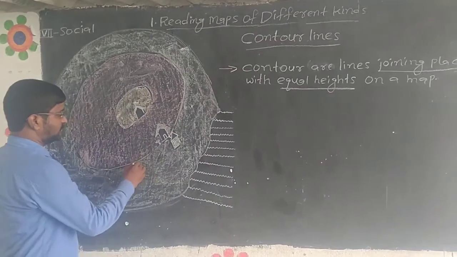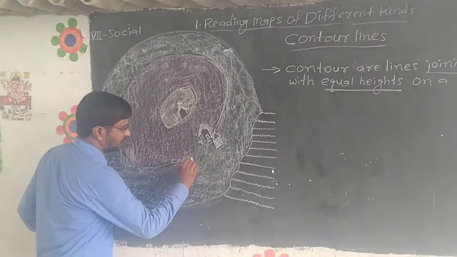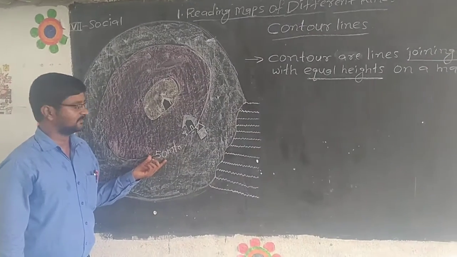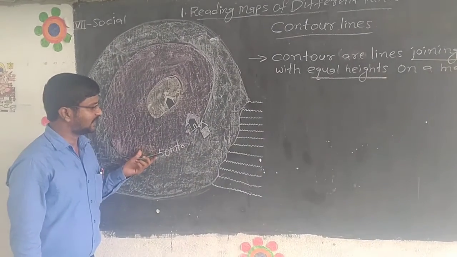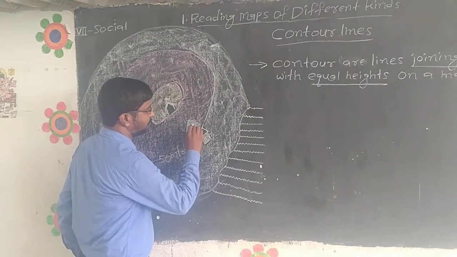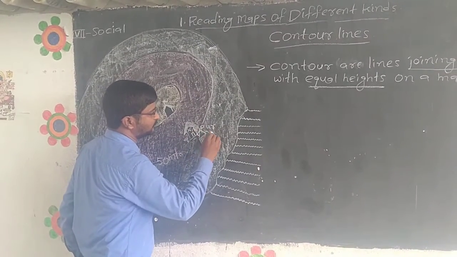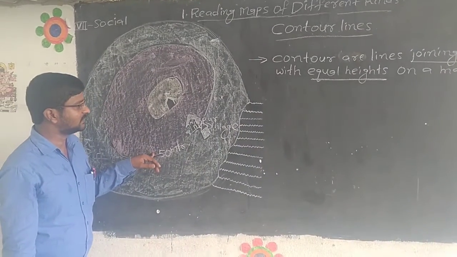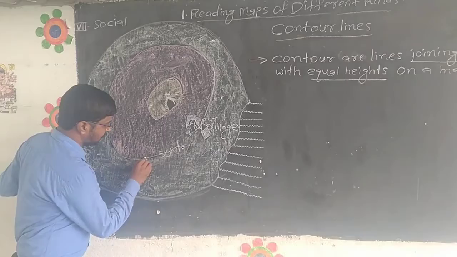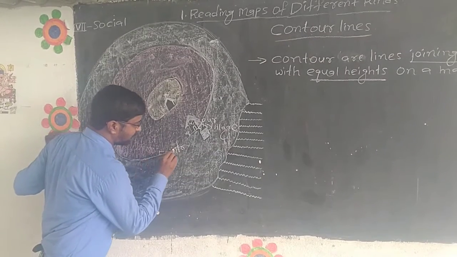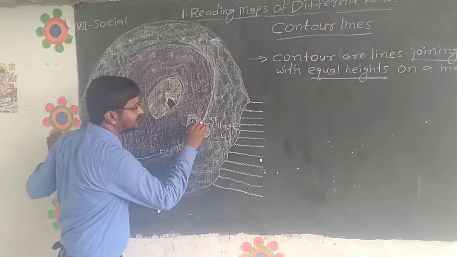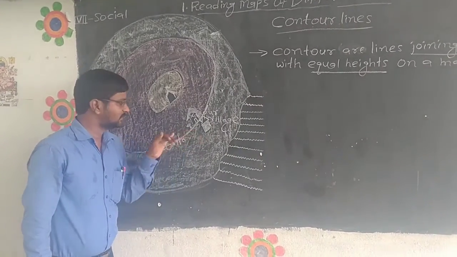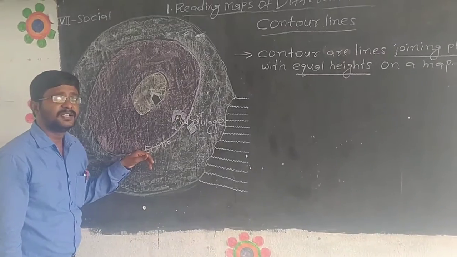For example, if you observe, this is the 50-meter contour line. In this 50-meter contour line, there is a line passing through Nimpur village. See, this is 50 meters. What is the name of this village? Nimpur village. This line is passing through Nimpur village. So, this is the 50-meter contour line.